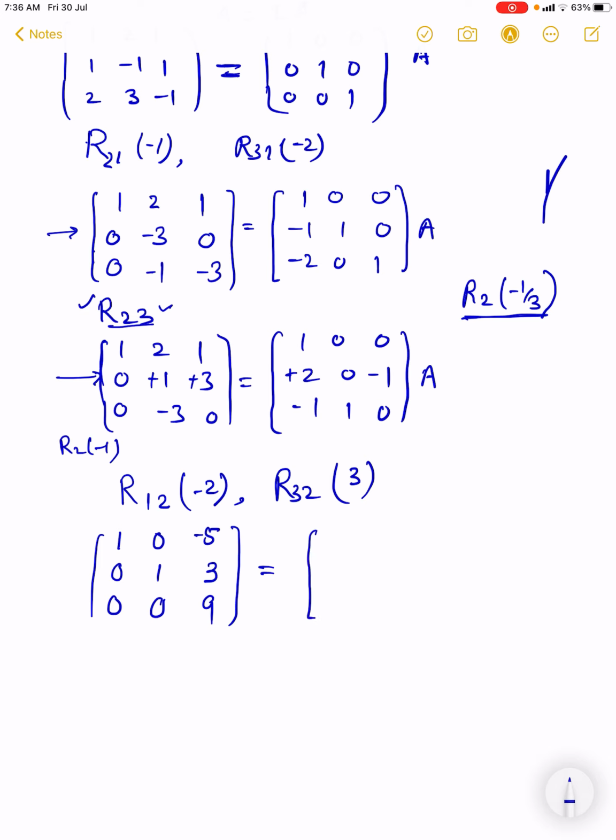On the right side, 2 0 minus 1. This is minus 2. 1 minus 4 is minus 3. This is 0. This is 2. Again 3, 3 2 just 6 minus 1 is 5. This is 1. This is minus 3 into A.